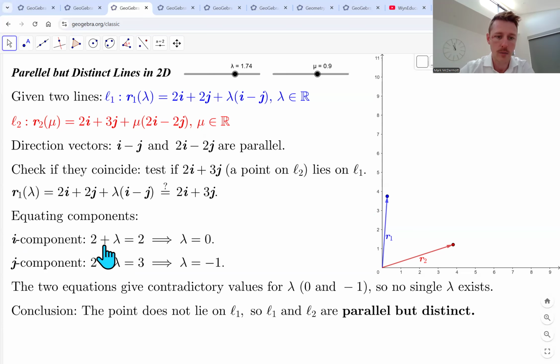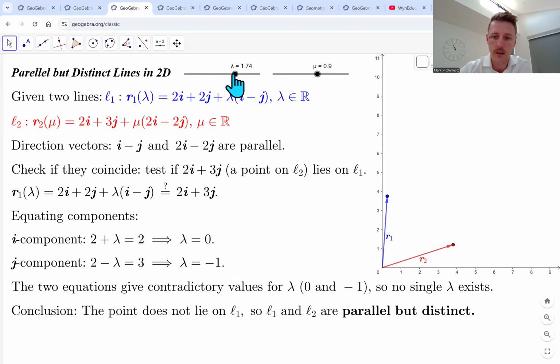So equating the coefficients of the i components, we get 2 plus lambda equals 2, and for the j components, 2 minus lambda equals 3. Solving them, we get lambda equals 0 or lambda equals -1. So we can see that these two equations give contradictory values for lambda, 0 and -1, so no single lambda exists. And our conclusion, therefore, is that the point does not lie on L1. So L1 and L2 are parallel because the direction vectors are parallel, but they are distinct.